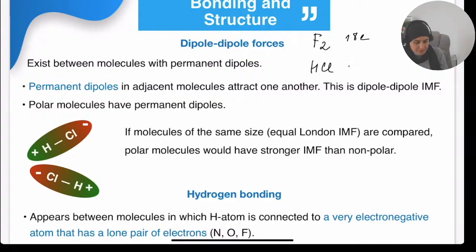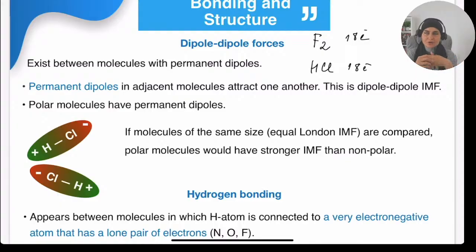The fact that they have approximately equal numbers of electrons means that they have approximately equal strength of London forces. So London forces are sort of the same. But then HCl is polar, which means that it has dipole-dipole forces on top of London, which means that HCl intermolecular forces overall are stronger, so it would have a higher melting and boiling point. There are tricky questions sometimes.